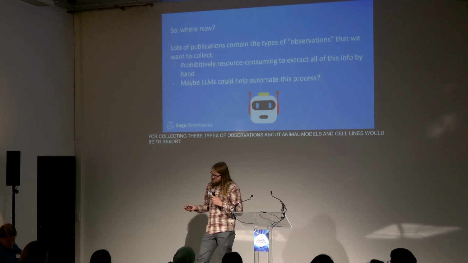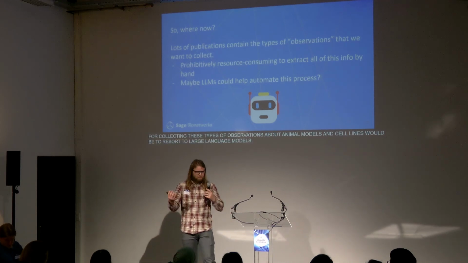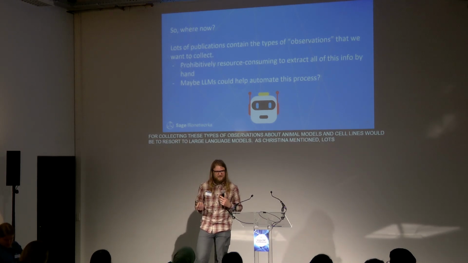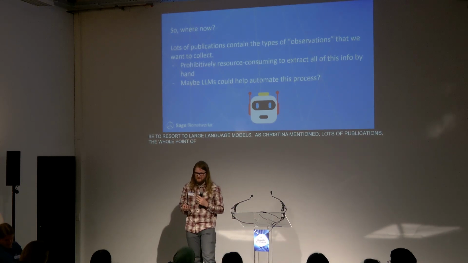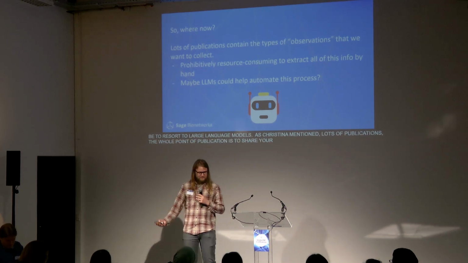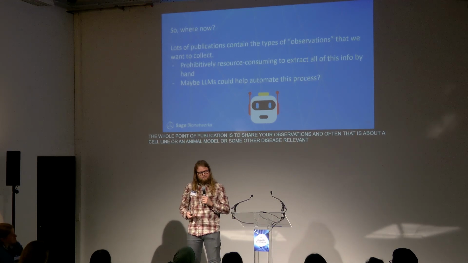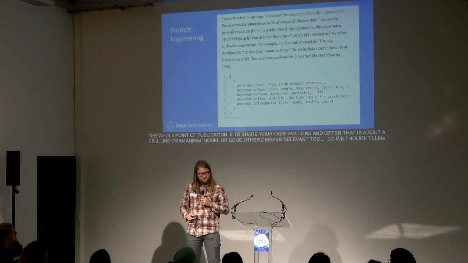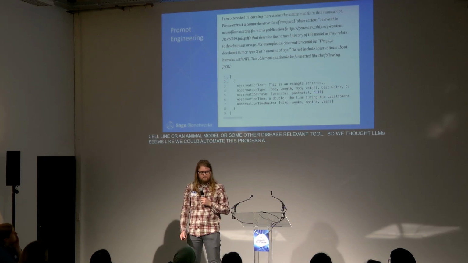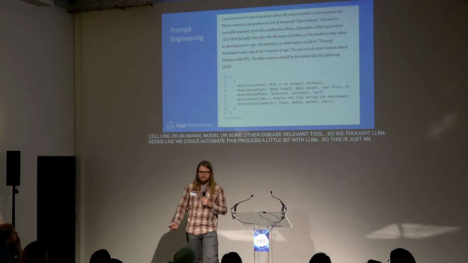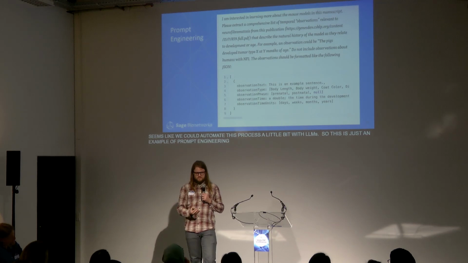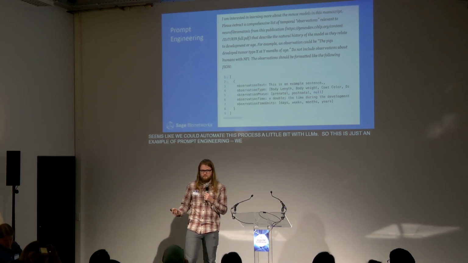As Christina mentioned, lots of publications. The whole point of publication is to share your observations, and often that is about a cell line or an animal model or some other disease-relevant tool. And so we thought, LLMs seem like we could automate this process a little bit. And so this is just an example of prompt engineering. We use ChatGPT in this case to extract information from a publication.